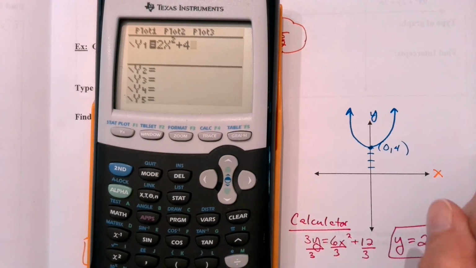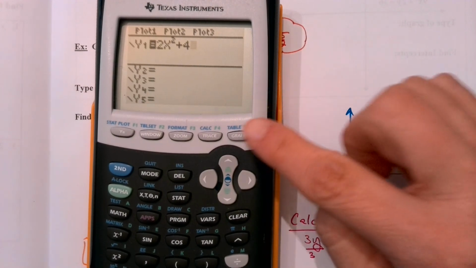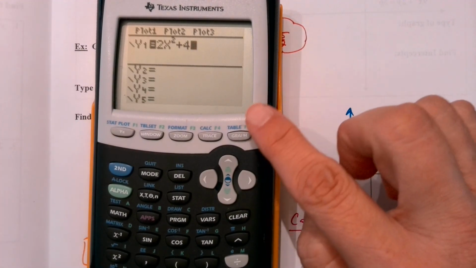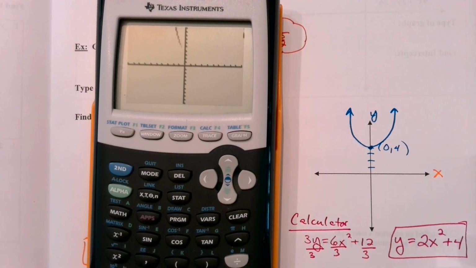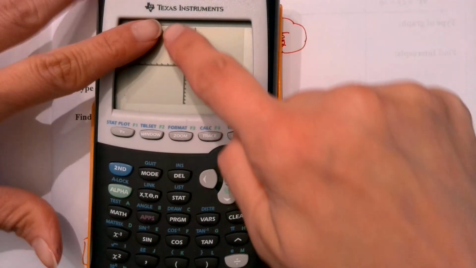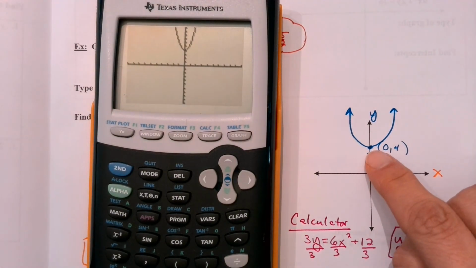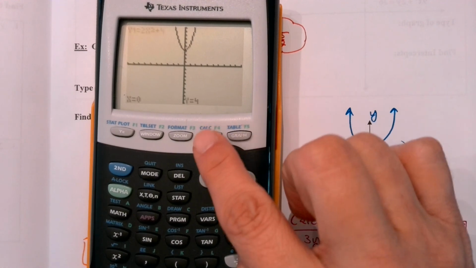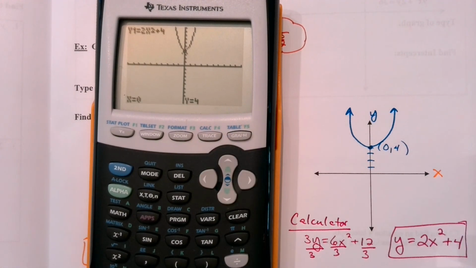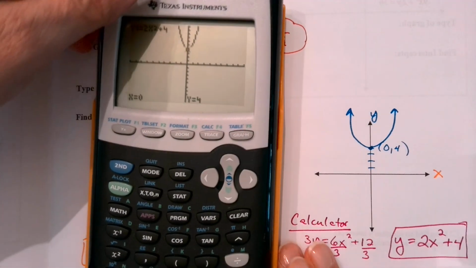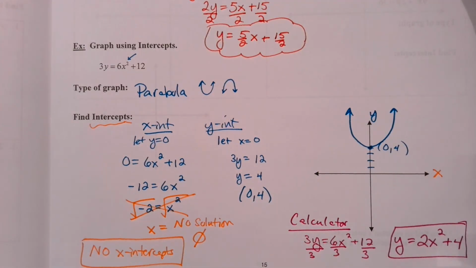And then how do you see the graph? You hit the graph button. So you start with the left button, you end with the right button. Oh, nice. I'm seeing a parabola opening up just like mine, and I want to check that point. So which button do we push? The trace button. Nice. There you go. Okay, so that is the shape of a parabola. All right, let's turn the page and keep going.